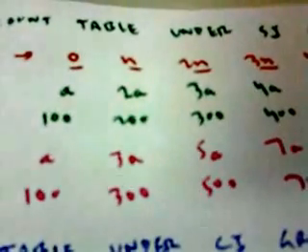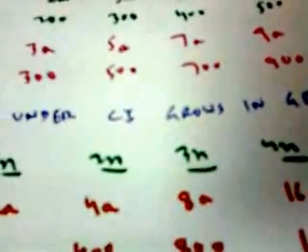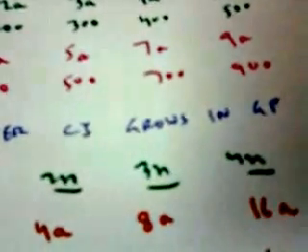Again, what happens to this if we follow compound interest? So we have another table, the amount table under compound interest. Note, compound interest grows in GP. Amount under compound interest goes in geometric progression. What does it mean for us?